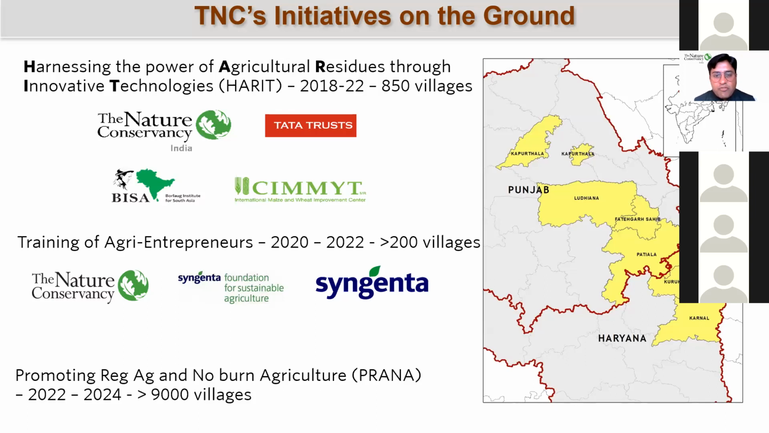And now we have another project known as Prana, which is a scale-up version of Harit. We intend to cover 9,000 villages, you can say the entire Punjab, because if you talk about residue burning, more than 80% of the issue lies with Punjab. So around 17 districts we will be covering in the next 3 years. That's very ambitious, but we are moving in that direction.